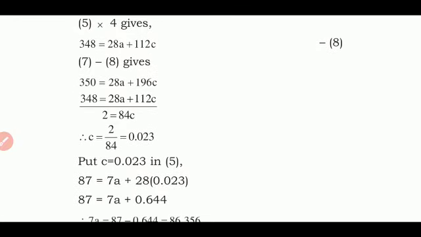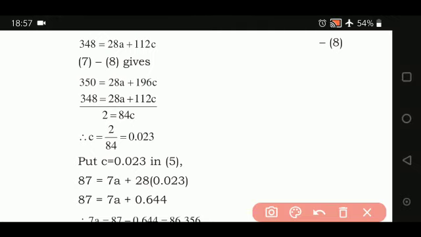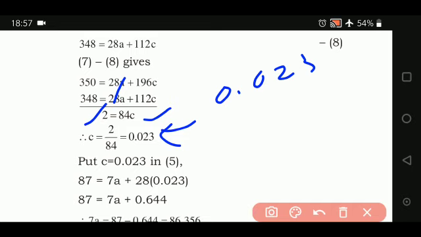So 350 minus 348 is going to be 2, and 28 minus 28 gets cancelled. In 196 you remove 112, 84c remains, so therefore c is equal to 2 divided by 84, that is 0.023, which is here. Then you put it in any one of the equations. Either you put it in this particular equation, the original equation which you have not multiplied, or you can put it in this equation also. Whichever equation, you put the value of c and then you can find the value of a. So they have put it in the original equation here.